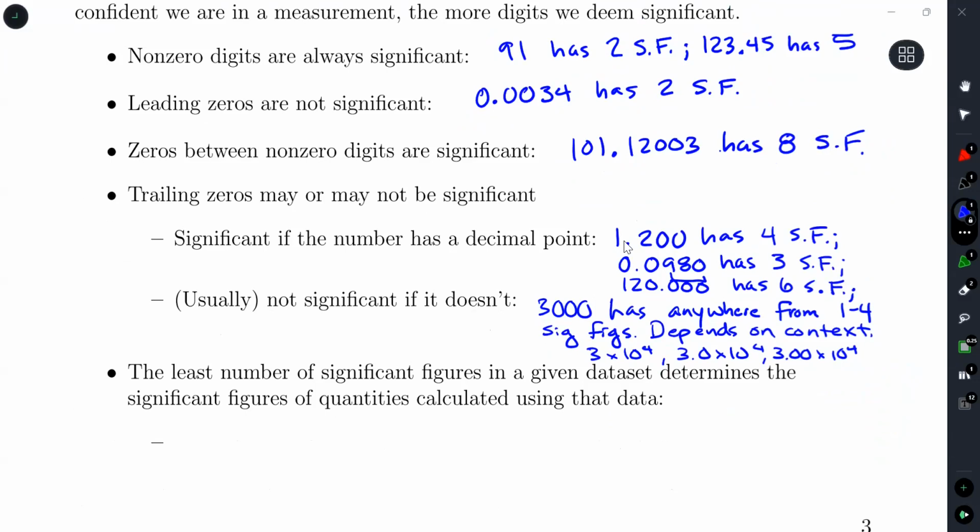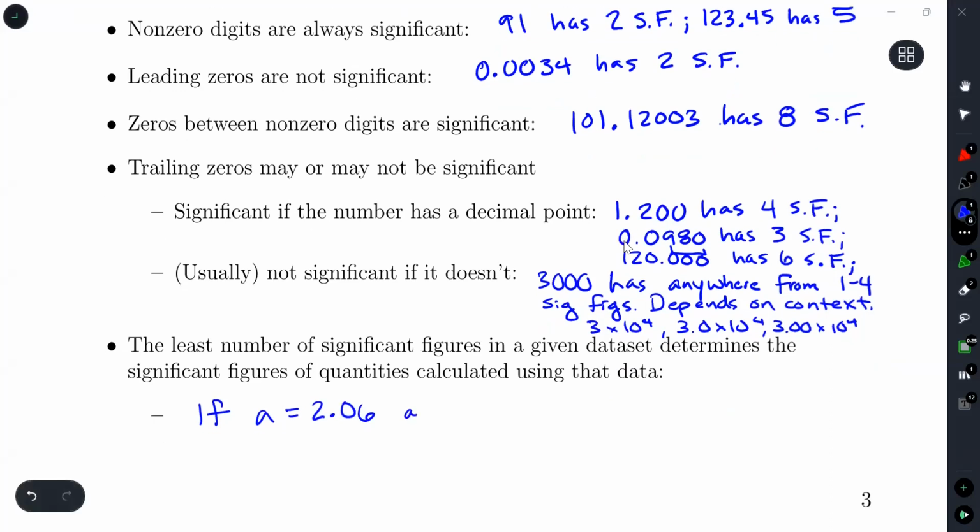So let's say we have a number A equal to 2.06 and B equal to 5.6. Then if we take a number C that is equal to 2 times A times B, so multiply all of those things out, 23.072. But how should I actually report that number? It'd just be a 23. Yeah.